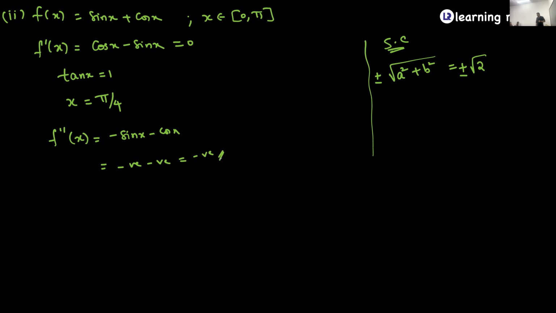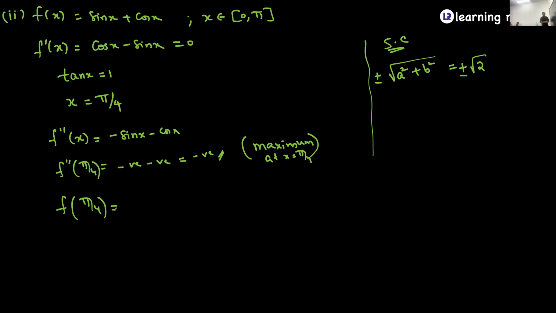Am I clear with this? So it is going to be negative. Which one am I talking about? F double dash of pi by 4. So pi by 4 will be the point of maximum. So maximum occurs at x equal to pi by 4. Okay. Now, if you find the value of f of pi by 4, what will you get?